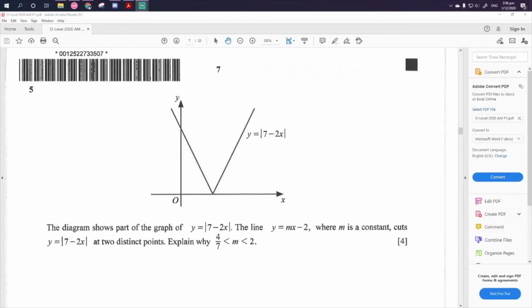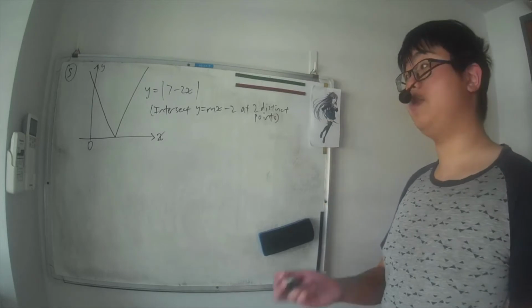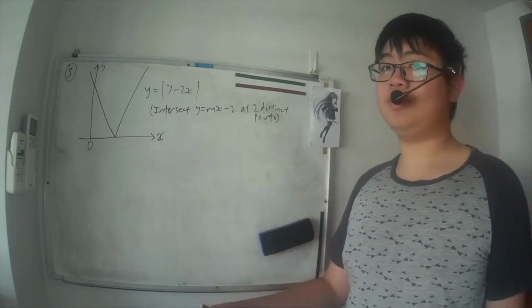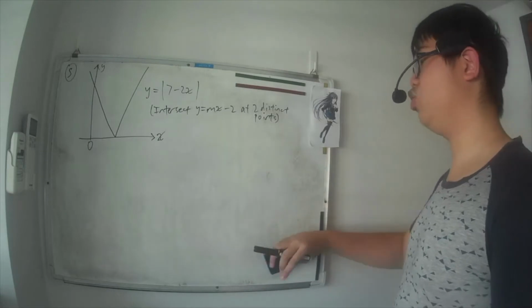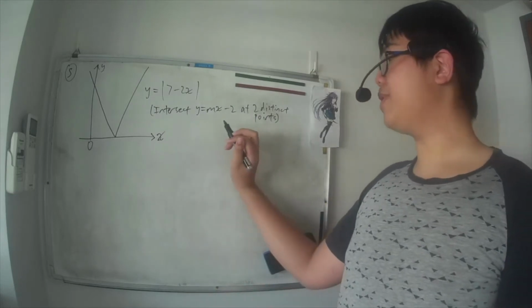Question 5. If you are sitting for syllabus 4049, this question you can skip. The diagram shows part of the graph of y equals to modulus 7 minus 2x. The line y equals to mx minus 2, where m is a constant, cuts y equals to modulus 7 minus 2x at two distinct points. So explain why 4 over 7 is less than m is less than 2. So this is one of the harder questions in this paper. You need to do some explanation and get 4 points. A similar question actually came out in the specimen paper, where you had 3 different cases to explain, each of them 2 marks. But this time we are explaining 2 bounds, so that's why we have the 4 marks, I think. Okay, so we must think about it.